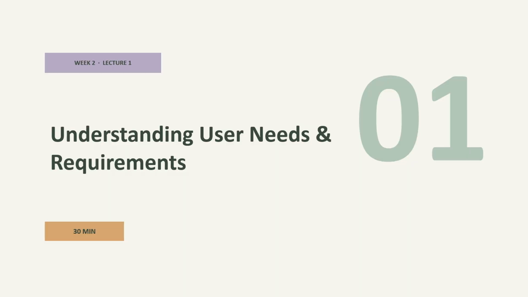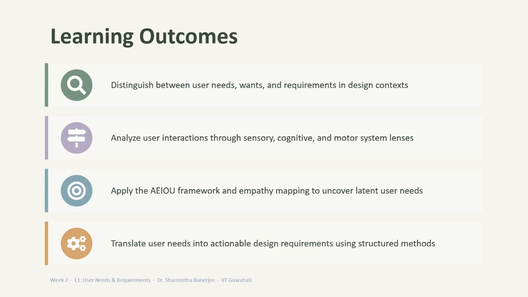Hello everyone. So we will be going into what we call understanding your user needs and research planning week. Here, first we will start with, if we have to understand the user needs and requirements, what all these terminologies even mean. So we will distinguish between user needs, wants and requirements in a design context. Then we will analyze user interactions through the different modalities. So what does the sensory modality mean? What is cognitive? What is motor system?